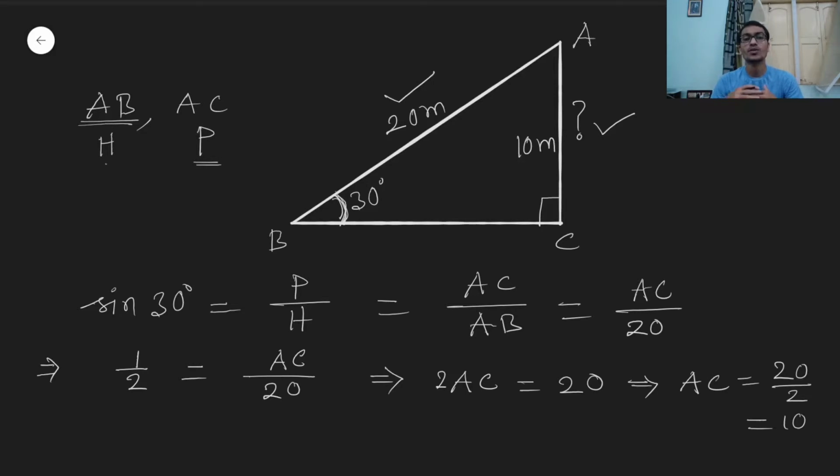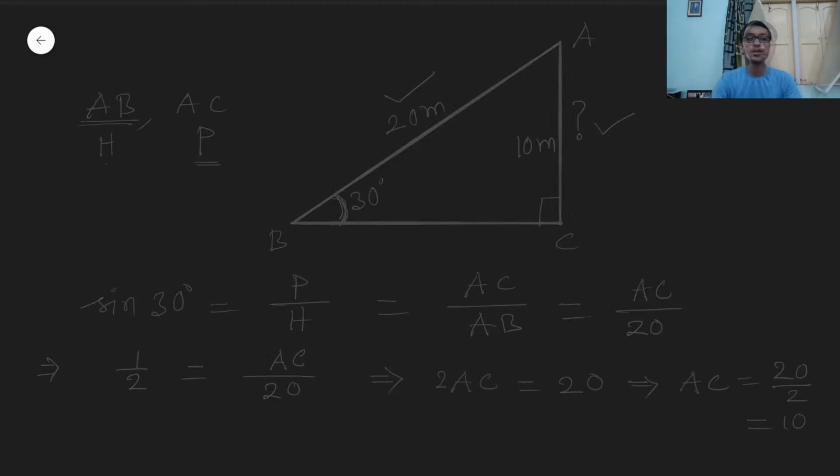So what we have learned is that we will use two sides, obviously one known and another our question, and we will use the angle which is given. Then we will use that trigonometric ratio which relates our two considered sides. Okay, so now we will discuss another problem in which we will find another side.